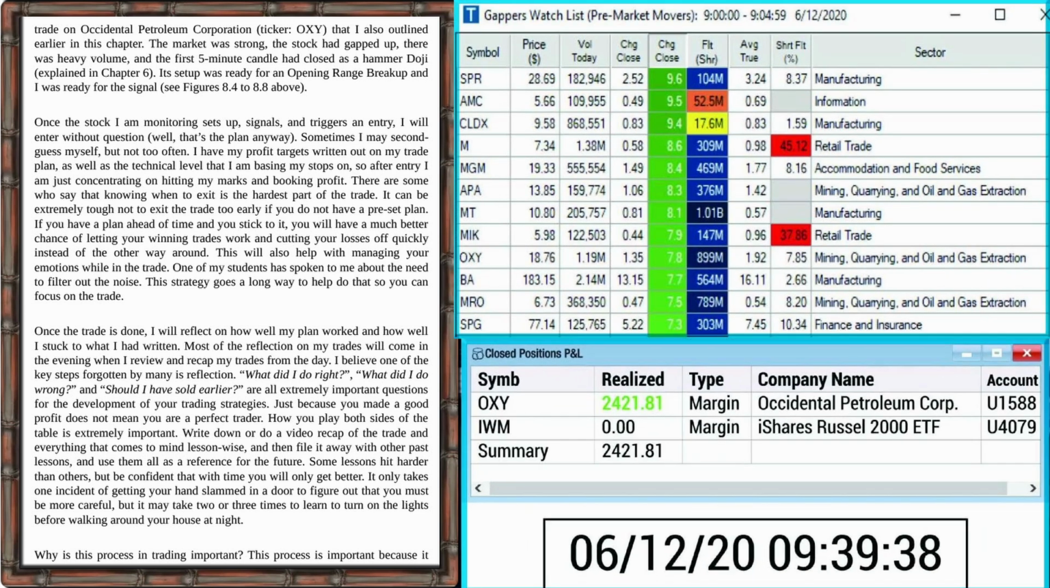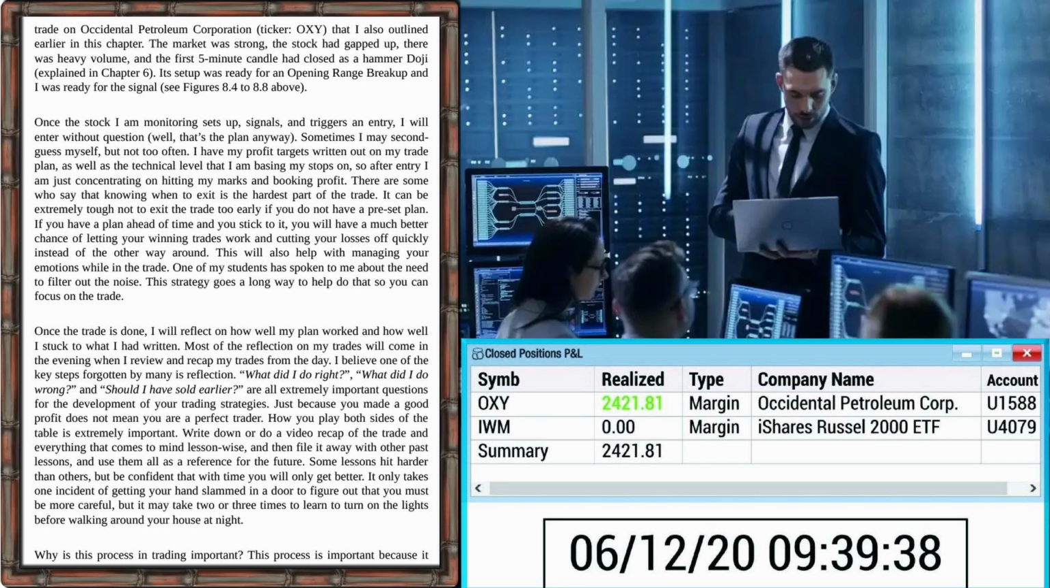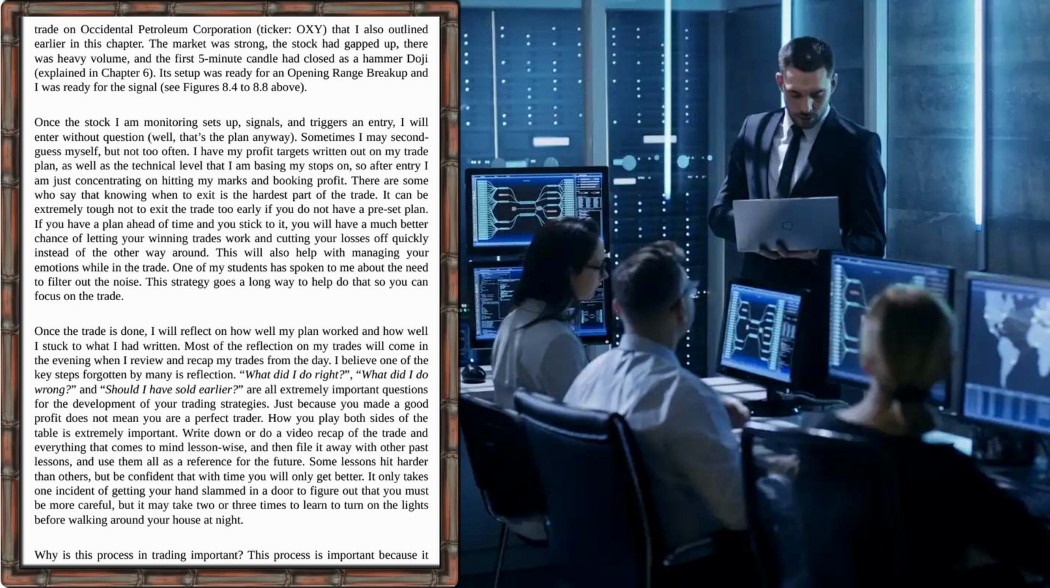Once the stock I am monitoring sets up, signals, and triggers an entry, I will enter without question. Well, that's the plan anyway. Sometimes I may second-guess myself, but not too often. I have my profit targets written out on my trade plan, as well as the technical level that I am basing my stops on. So after entry, I am just concentrating on hitting my marks and booking profit.